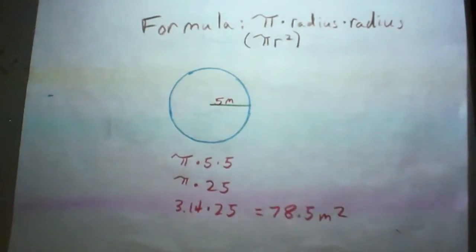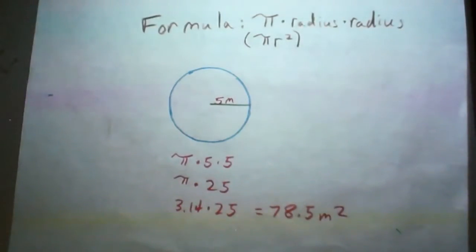Sure, something we're pretty familiar with. The formula here is we're going to use that pi again, and this time we're going to use the radius and multiply it by the radius again. So we're going to use pi r squared, or pi times r times r. And again, we're going to use 3.14 for pi.